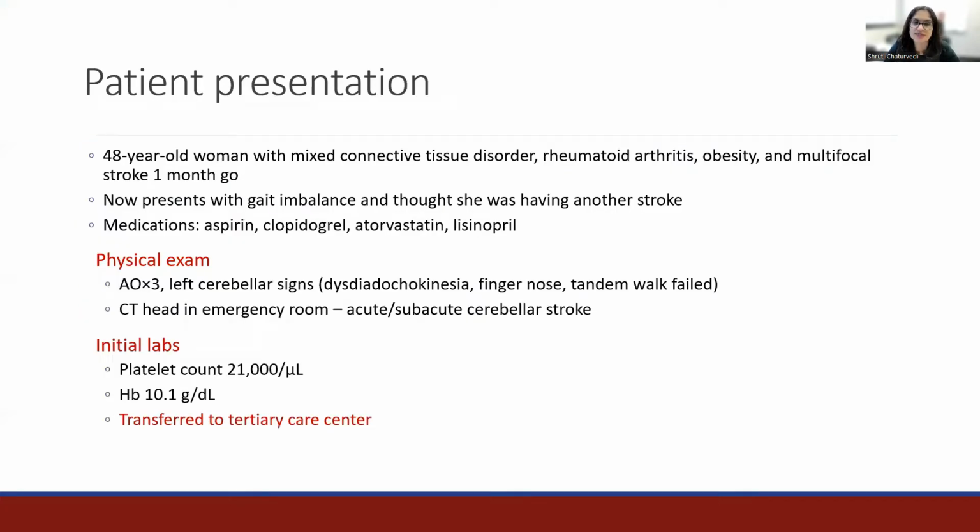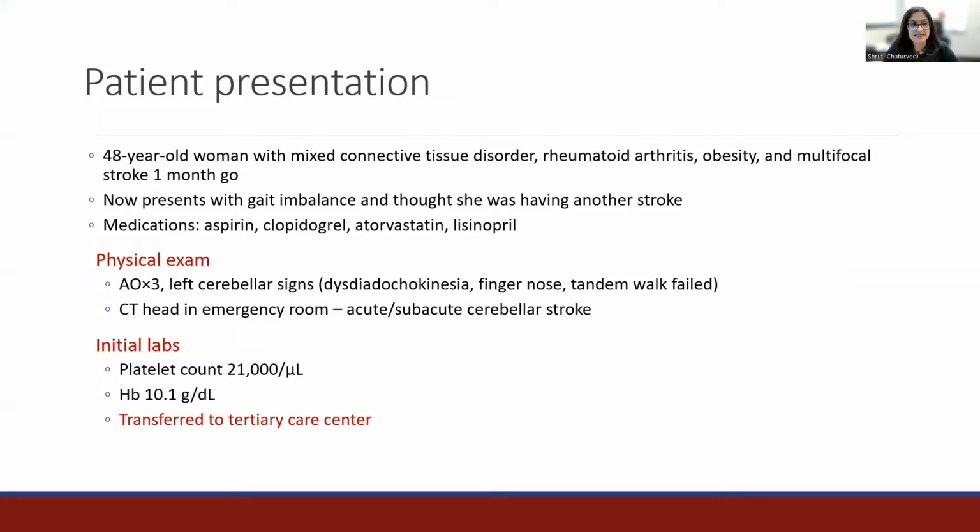We'd like to anchor our presentations on a case. Now, this is a 48-year-old woman with mixed connective tissue disorder, rheumatoid arthritis, obesity, and multifocal stroke that occurred about 1 month ago. She now presents with gait imbalance and thought she was having another stroke. On medication history, you find that she is on aspirin and clopidogrel since her last stroke and has also been started on a statin and lisinopril.